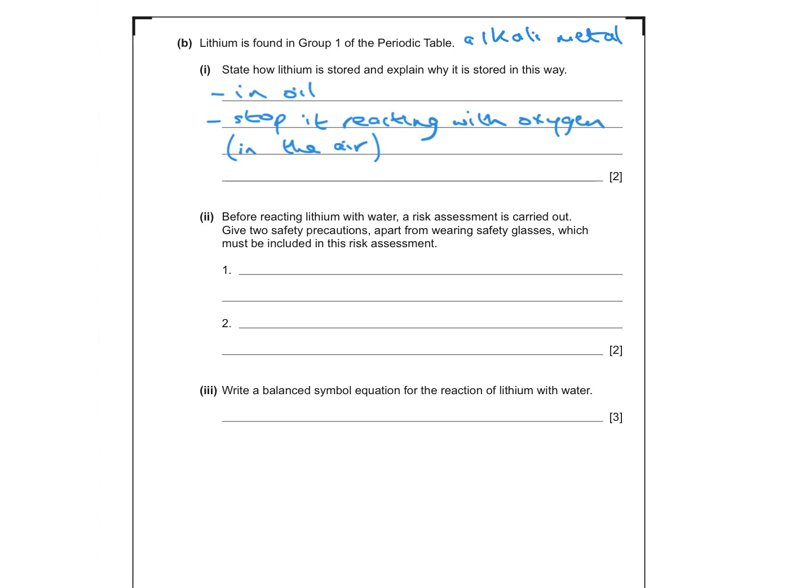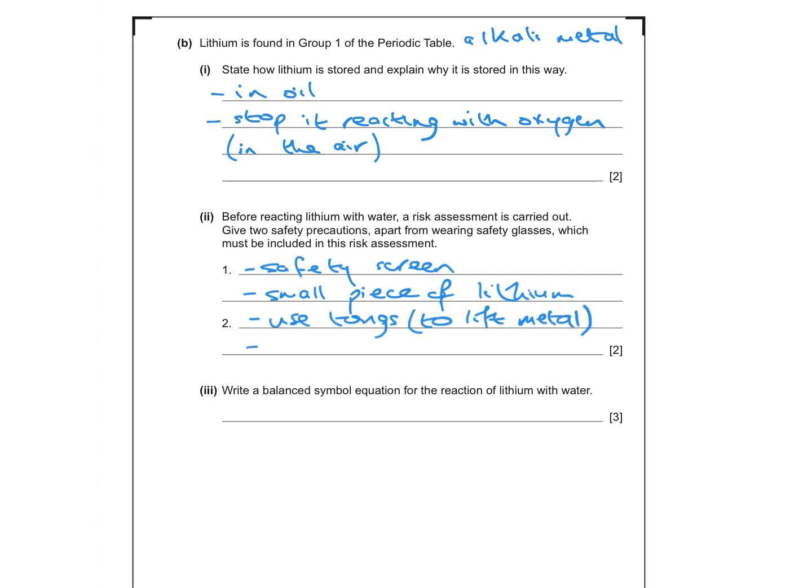And part 2, before you would react lithium or any alkali metal with water, 2 safety precautions that we would take, apart from safety glasses, but safety glasses are sort of a given. Now, the reaction itself is quite vigorous, so we should use a safety screen. A second point would be to use a small piece of the metal. It's a highly reactive metal, so we don't want to touch this with our skin. So use tongs.